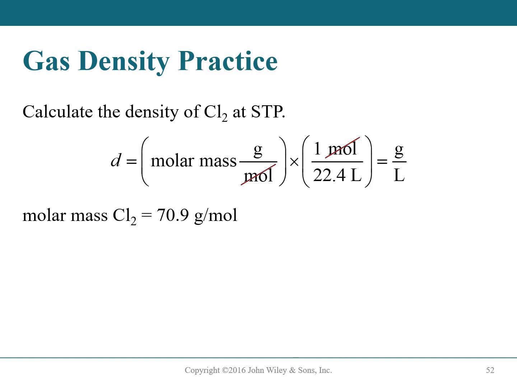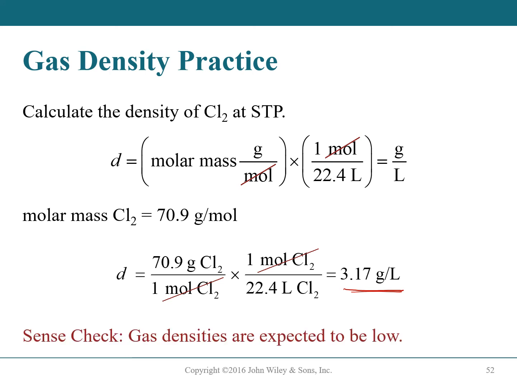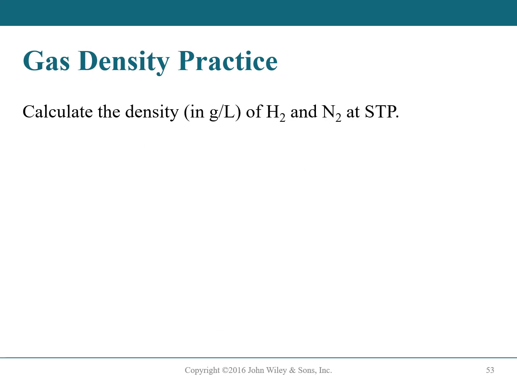Okay? So, let's take a look at chlorine. So chlorine has a molar mass of 70.9 grams per mole. So at STP, we just divide it by the 22.4, and chlorine is fairly heavy. It's 3.17 grams per liter. Okay. So it's not going to be per milliliter, so you want it in liters.